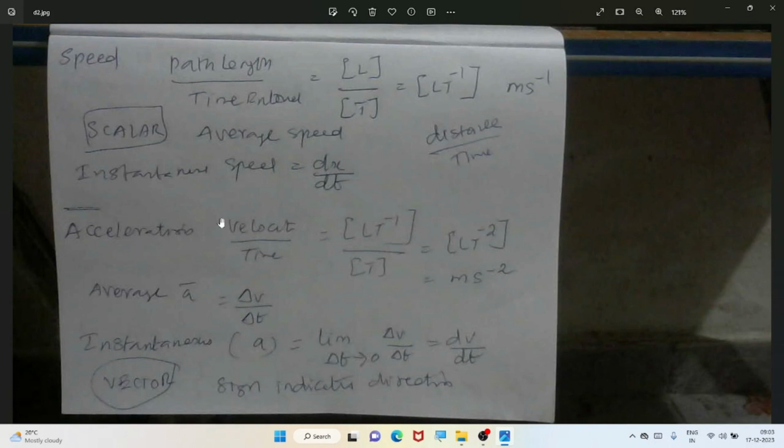Acceleration, that is the rate of change of velocity, velocity by time. Velocity LT^-1 divided by time, so LT^-2 is the acceleration. So this is average acceleration, and there is also instantaneous acceleration.